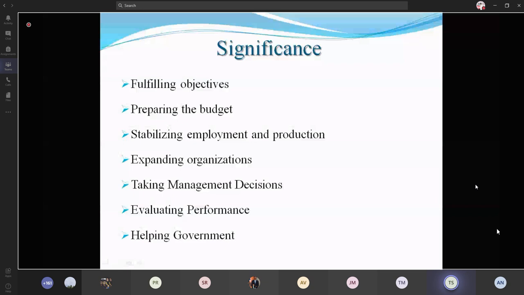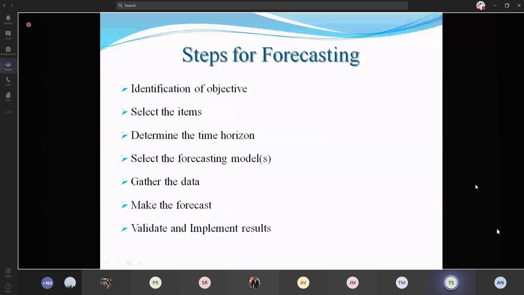Yes, ma'am. Okay. Next one is the steps for forecasting. We have several steps for forecasting, that is how to make a forecast for a particular product. First is identification of the objective. What do you mean by identification of objective? That is how to set the objective.